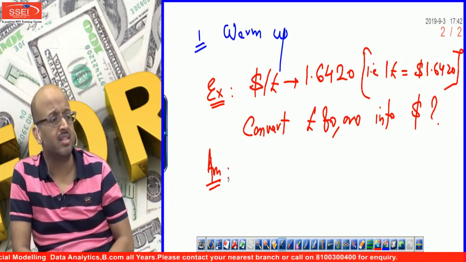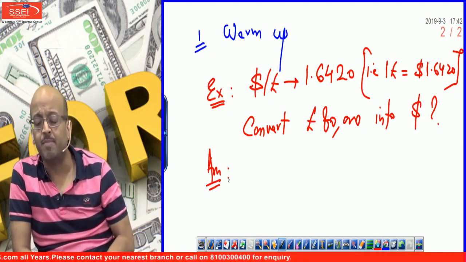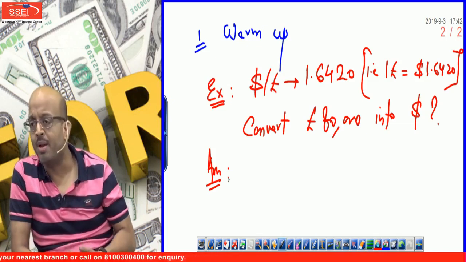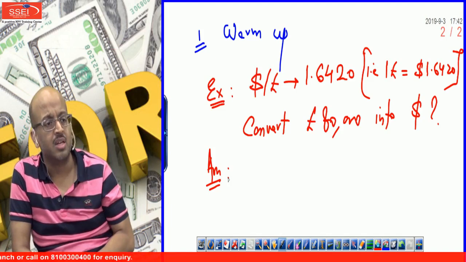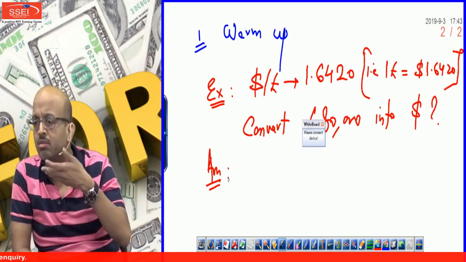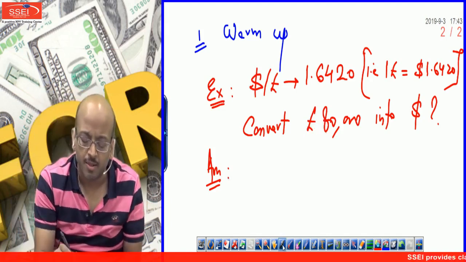1360, and that's correct. Because 1 pound is $1.6, no? So 80,000 pounds is 80,000 into 1.6420. Okay, 1 pound is $1.6420. So 80,000 pounds is 80,000 into 1.6420. It is very, very elementary. Correct? Write down the answer.